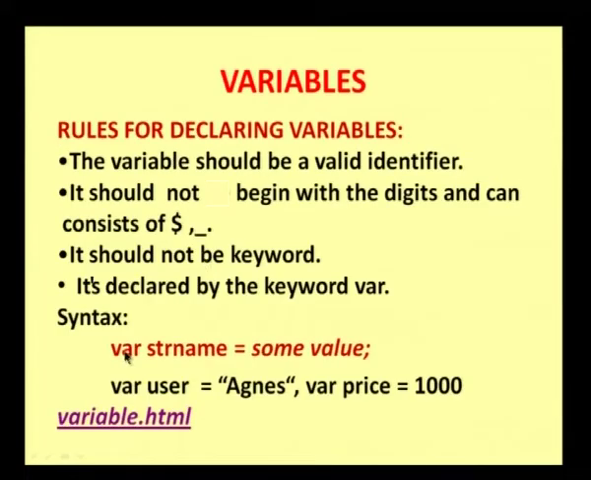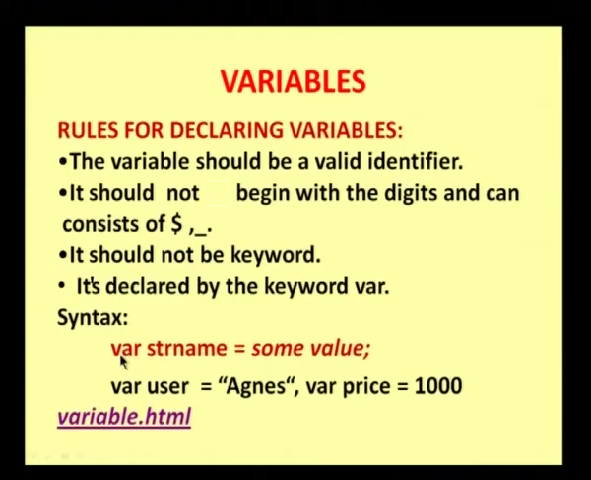So, let us see what is meant by a variable here. As I said, JavaScript is an object based programming language. Every programming language consists of variables. Through variables we can give some values. So, a variable is a storage container where we will save the values.